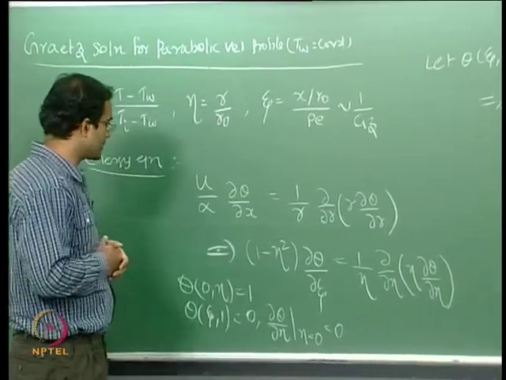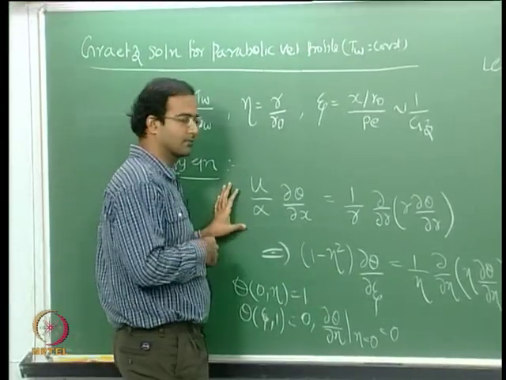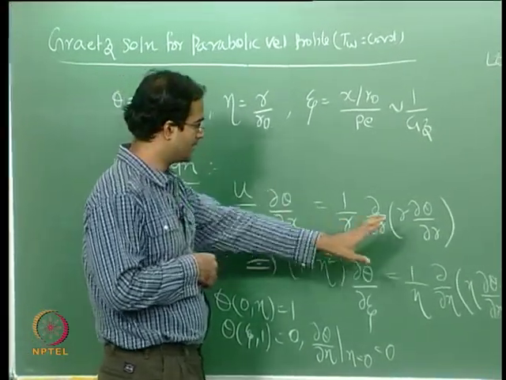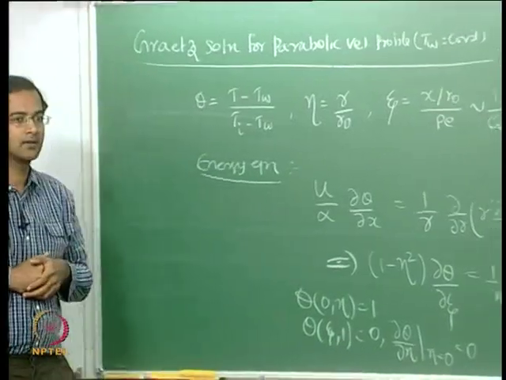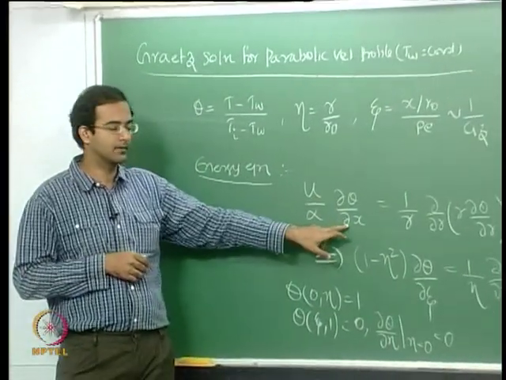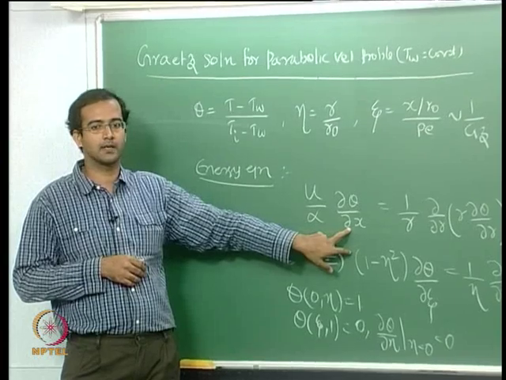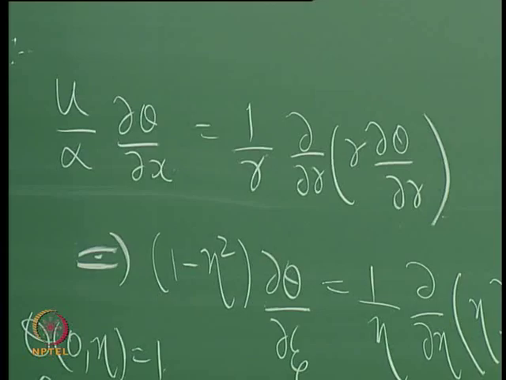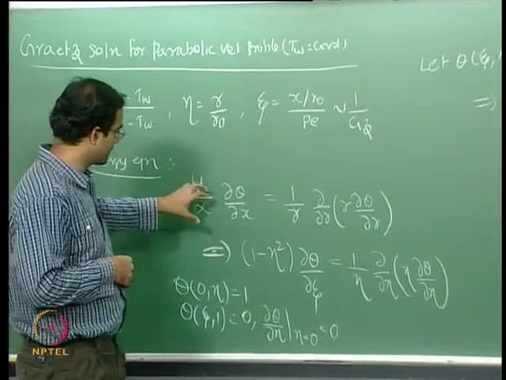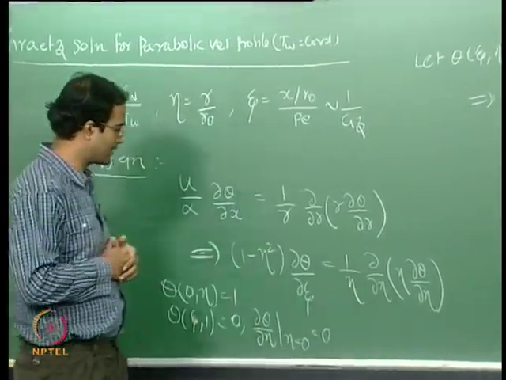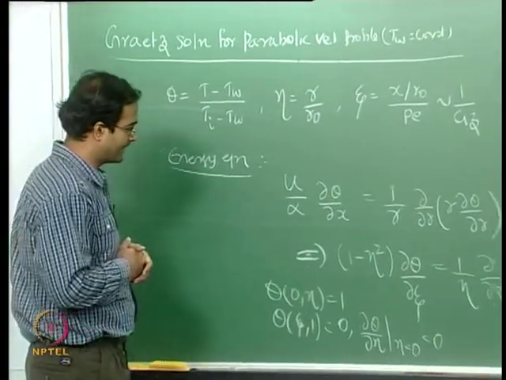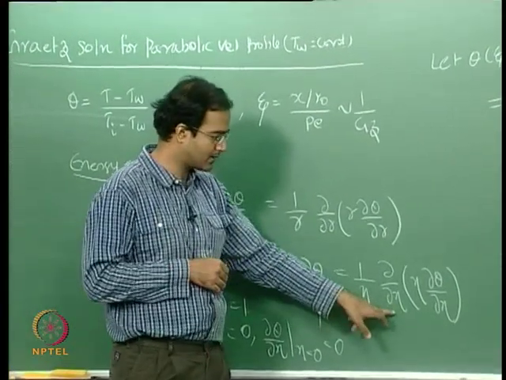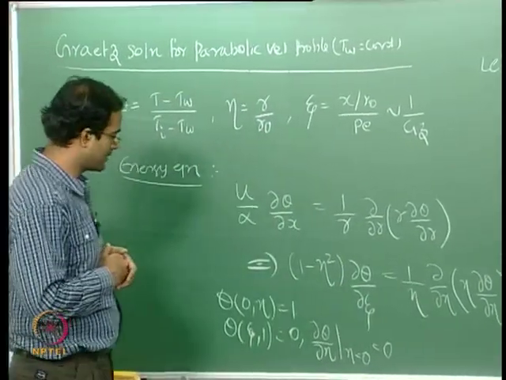So when we substitute into the energy equation, the energy equation for thermally developing flow is this, and if it had been fully developed, your d theta by dx would have been 0, but in this case your flow is still developing, and therefore if you substitute, you get a partial differential equation in terms of theta, which is a function of both the axial coordinate zeta and your non-dimensional radial coordinate eta.